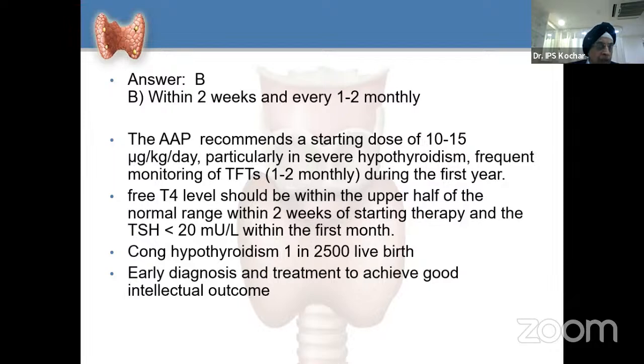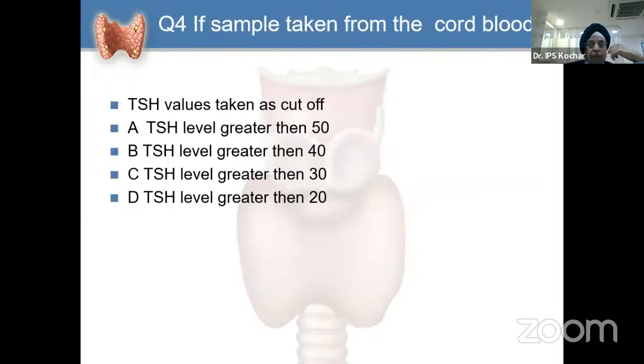It is very, very important because why we're doing all this is because it gives an idea of intellectual outcome. This is one of the conditions where you can prevent mental retardation if you start early treatment. There is no problem in the intellectual development of your child if you start within 2 weeks. That's why we are concerned about this 2 weeks. So we already talked about this cutoff. If it is cord blood, you can take the cutoff as 40.